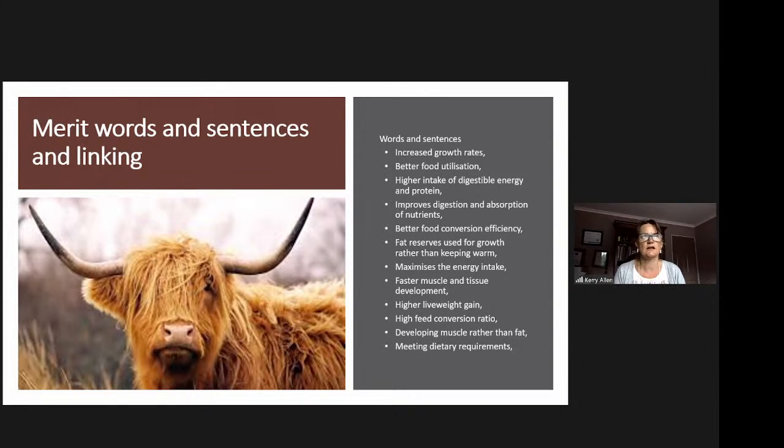So you will say, this management practice is done for this reason. It provides faster muscle and tissue development. Or utilizing this feed means it's a better food conversion efficiency because it breaks down or is digested easier. So depending on what management practice you're using will depend on which of these sentences is going to be relevant. Okay, but you're trying to show that you understand why that management practice is carried out.